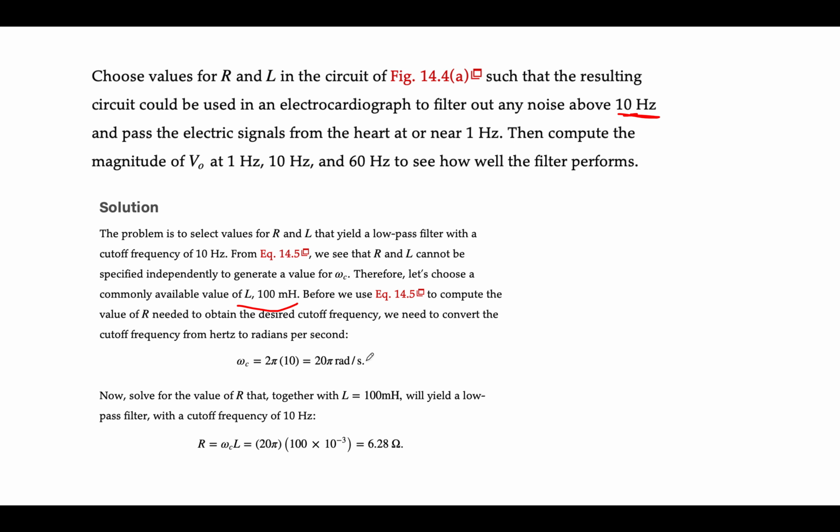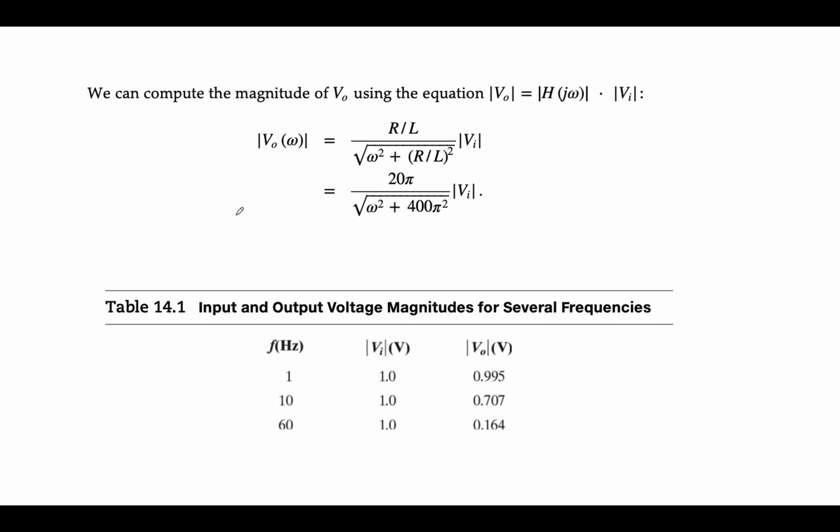Here is our omega cutoff when we convert to radians per second. If I use 100 millihenries and then use the relationship between the cutoff being R over L, I can solve for the R that would give me the correct cutoff. Now I plug in the numbers for R over L, 20 pi, which is my cutoff frequency anyway, and I come up with this equation for the magnitude of the output voltage.